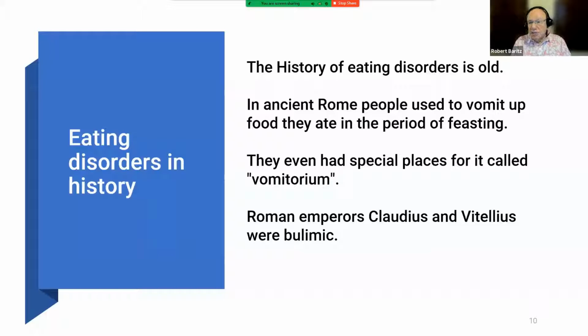The history of eating disorders is quite old. In ancient Rome, people used to vomit up food they ate in the period of feasting. They even had a special place for it called a vomitorium, if you can believe that. And the emperors Claudius and Valerius were known to be bulimic.